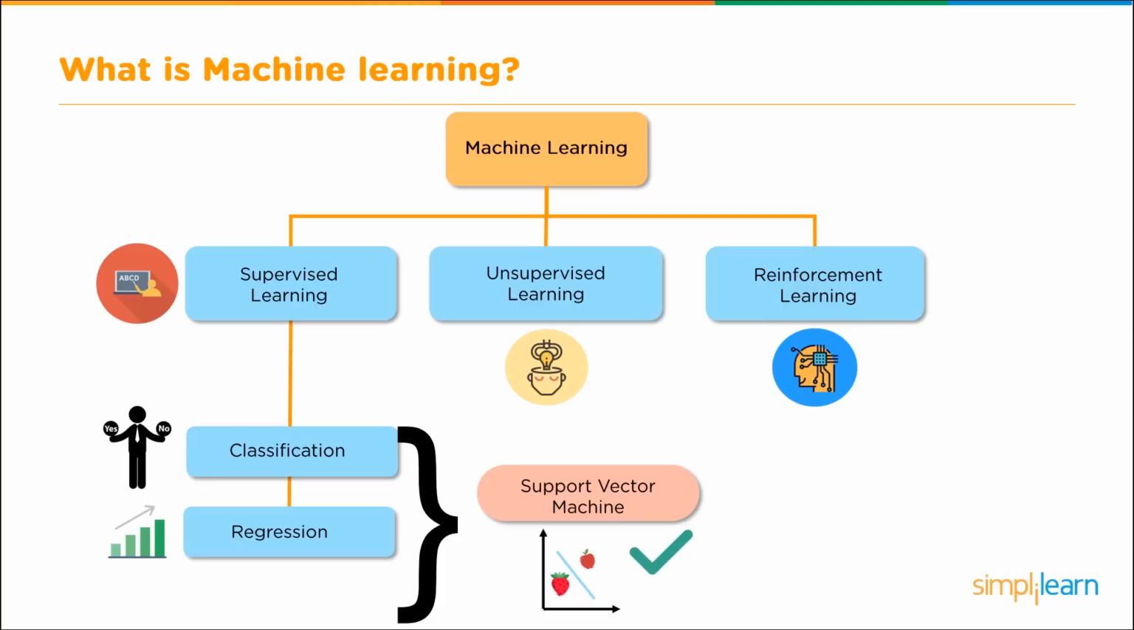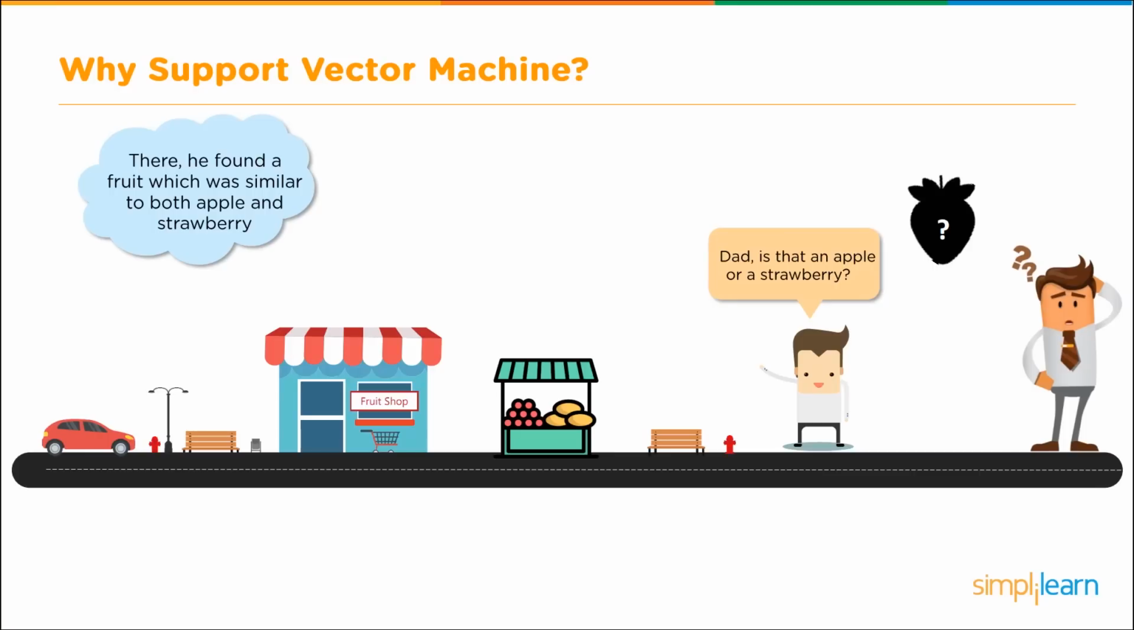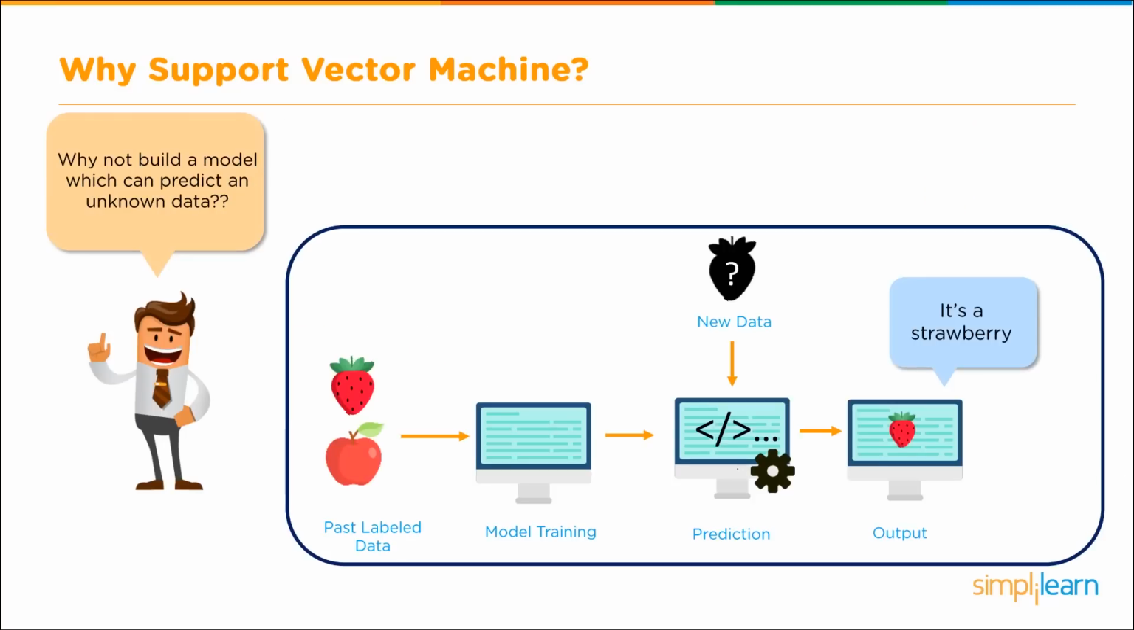Let's take a detour and see if we can connect this to the human experience and find out why support vector machine. So in this example, last week my son and I visited a fruit shop. "Dad, is that an apple or a strawberry?" So the question comes up, what fruit did I just pick up from the fruit stand? After a couple of seconds, you can figure out that it was a strawberry. So let's take this model a step further, and why not build a model which can predict unknown data? In this, we're going to be looking at some sweet strawberries or crispy apples. We want it to be able to label those two and decide what the fruit is.